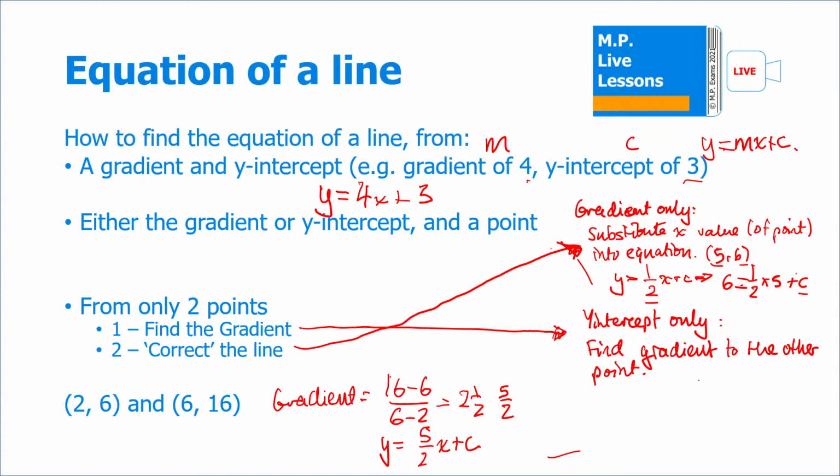Now, you do your substituting with any one of these points. It doesn't really matter. So, to find our y-intercept, we substitute 16 into y. Set that equal to 5 over 2 times 6 plus c. So if we multiply out a bit, we eventually find c is 1. So our overall equation is y equals 5 over 2 x plus 1.